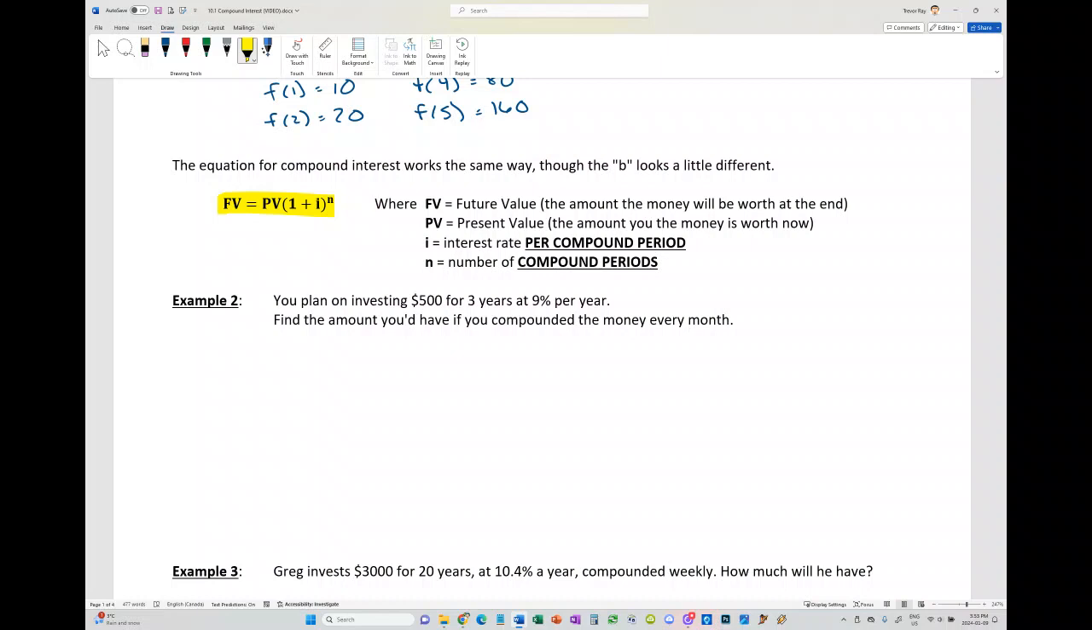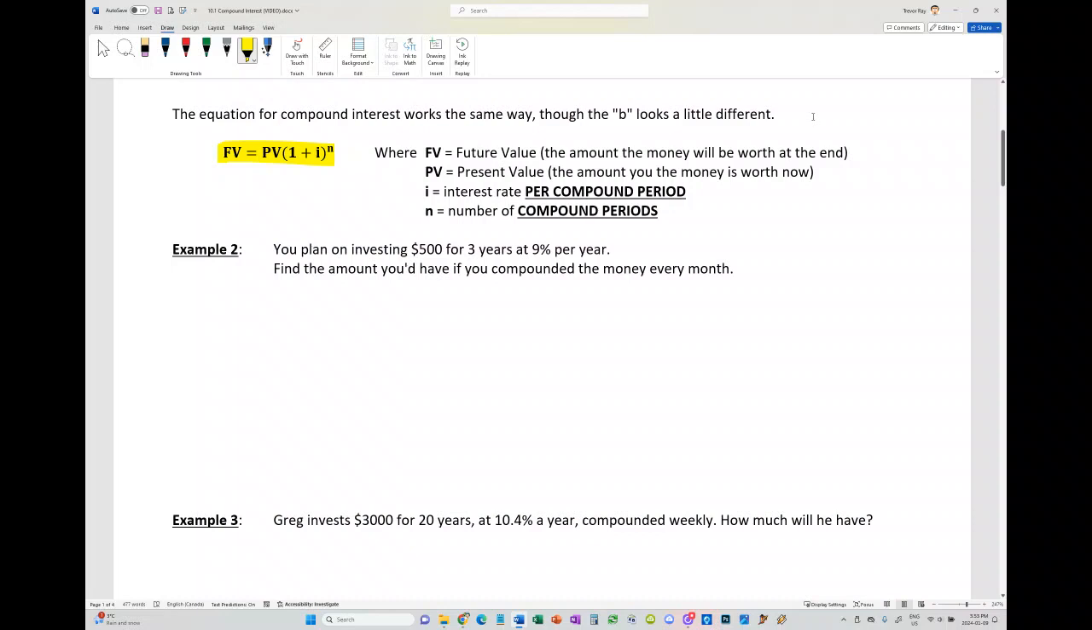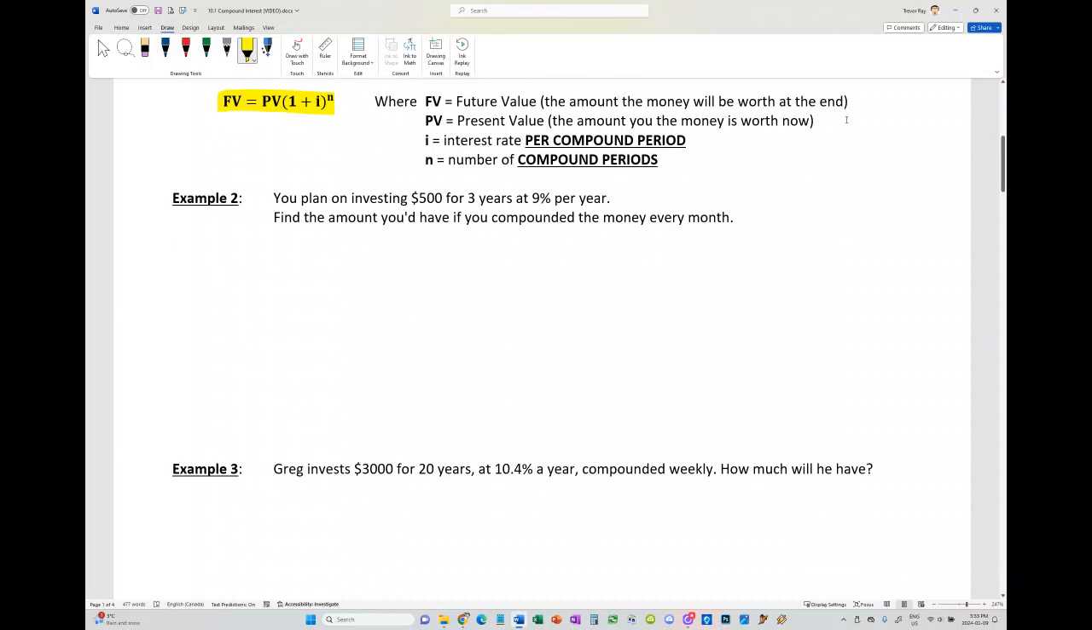Okay, so rather than spend too much time on this, let's jump into an example. What I'd like to do, in all of these really, is to start off by making a list of things that we know and things that we want. So I'll just leave that original equation on the screen so that we can see it. In this question, we plan on investing $500 for 3 years at 9% per year. And we want to find out the amount that we'll have if we compounded our money every month. So here we have monthly compounding instead of the default, which would be annual compounding.